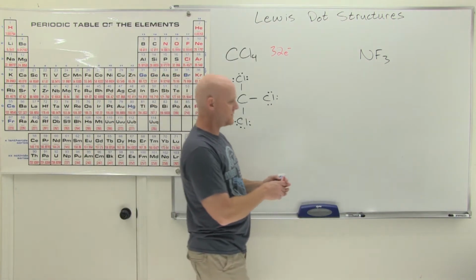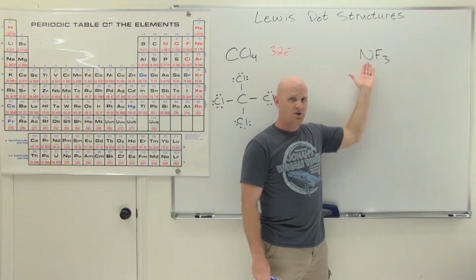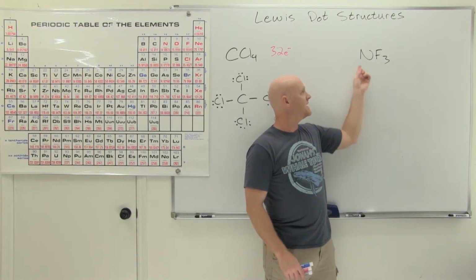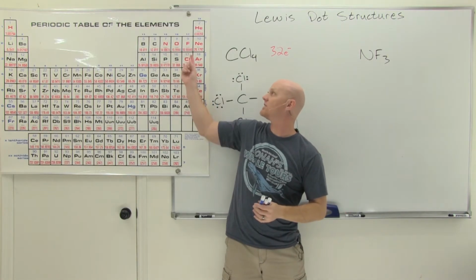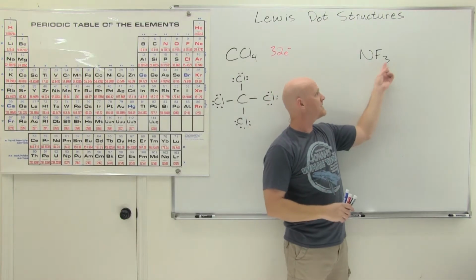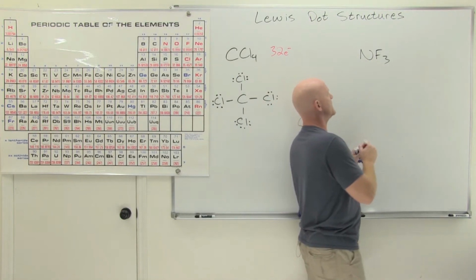Let's move to the next example, which is NF3. Again, the first thing I want to do is get the total number of valence electrons. Nitrogen is going to have 5 valence electrons. Each of the fluorines has 7. 3 times 7 is 21, plus 5 is 26.